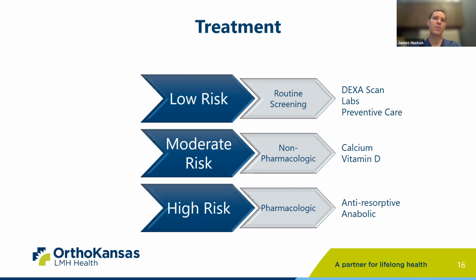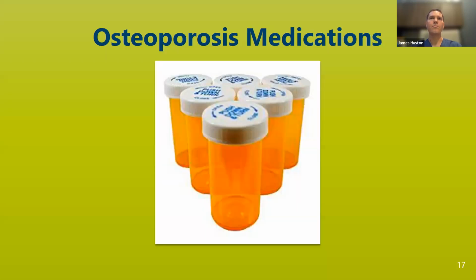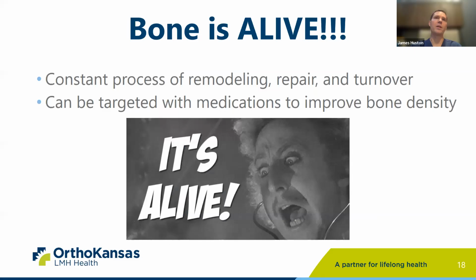And then in the third group, if someone's deemed high risk, that's typically where a pharmacologic or medical treatment plan is developed. Within those osteoporosis medications, there are 2 main groups. One is anti-resorptive, which is basically trying to decrease the amount of bone that's being reabsorbed by the body, versus anabolic, which is encouraging more bone growth. So now we can get into those medications and find out a little bit more about them.